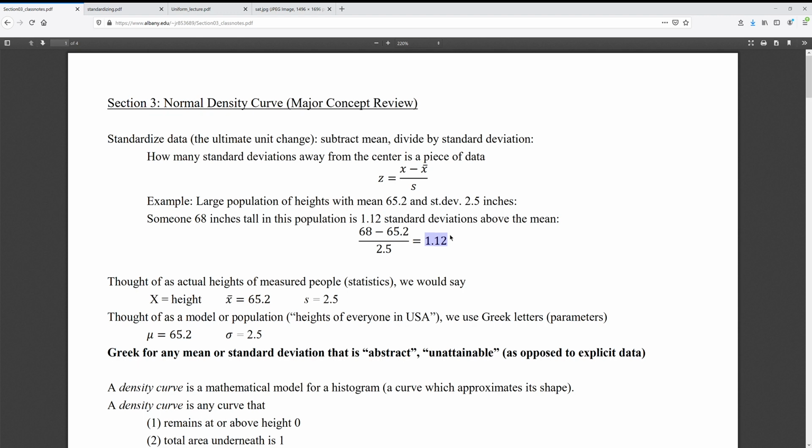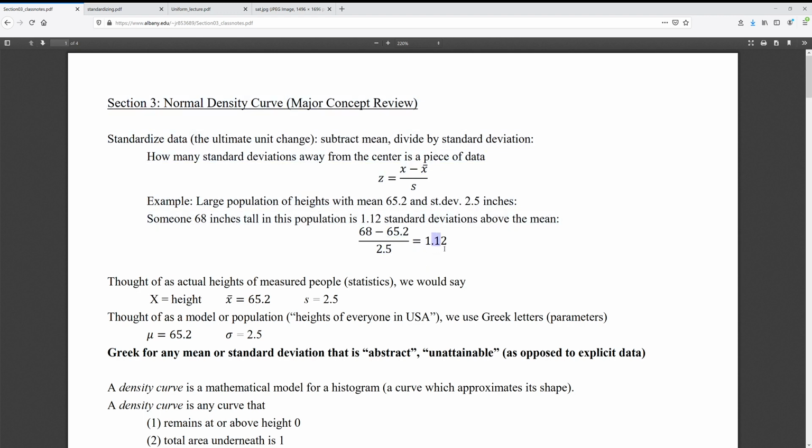Now again, it's technically unitless. Inches minus inches is still inches. Inches divided by inches is gone. So it has no units. However, that's a little abstract. If you want to think of it as something, then track the math backwards. If you want to get back to X, what we'll do is we'll multiply Z by the standard deviation and add the mean. We'll talk about this a little bit later, but X would be Z times the standard deviation plus the mean.